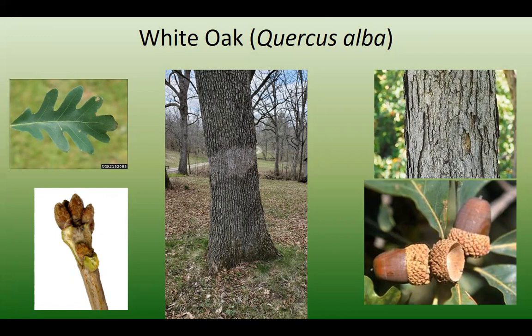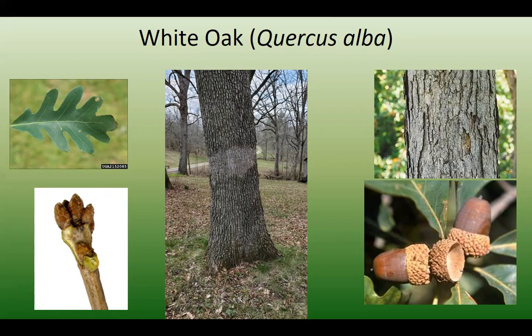Acorns, as Elizabeth mentioned earlier, these white oak acorns are a lot different than most of the red oak family. They're oblong in shape. They've got a little bit more of a cap covering the nut, and they just aren't quite as stout and short and round as you would think of in the red oaks.